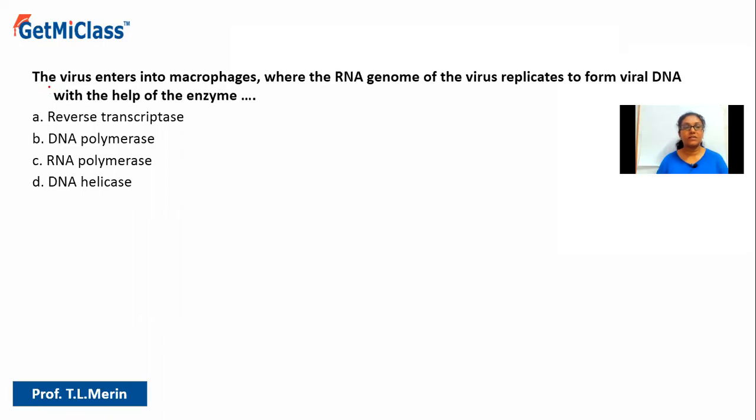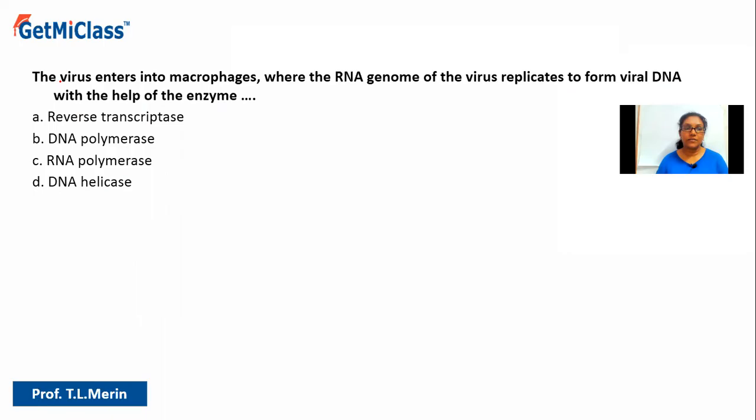So let's solve this question here. It says the virus enters into macrophages where the RNA genome of the virus replicates to form viral DNA with the help of the enzyme dash. Option A, reverse transcriptase. Option B, DNA polymerase. Option C, RNA polymerase. Option D, helicase, DNA helicase.